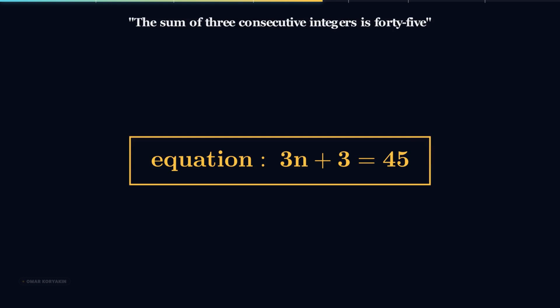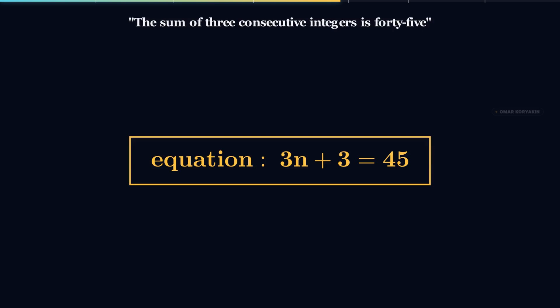The big lesson from this example is that translation often requires expressing several related unknowns in terms of a single variable. Consecutive integers, even integers, odd integers, ages of family members, costs of items in a budget bundle, all of these require parameterizing the unknowns relative to one another, so the final equation has just one variable to solve for.